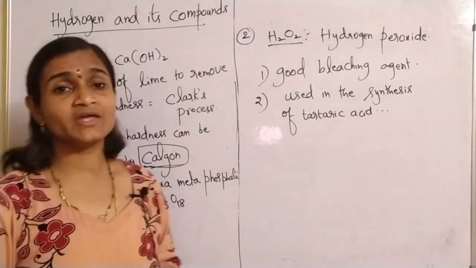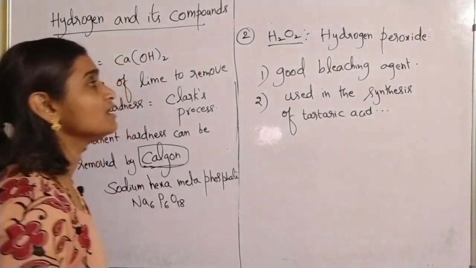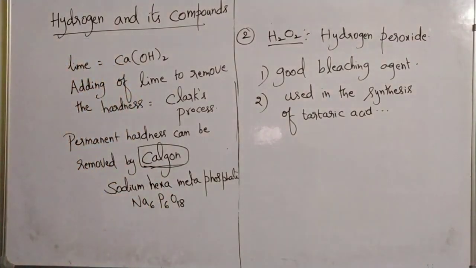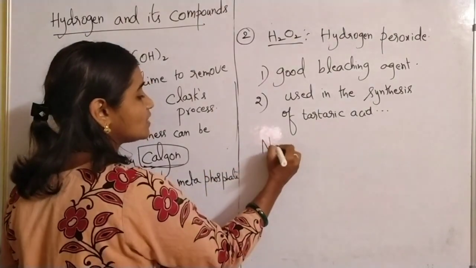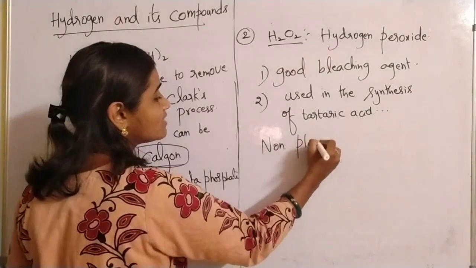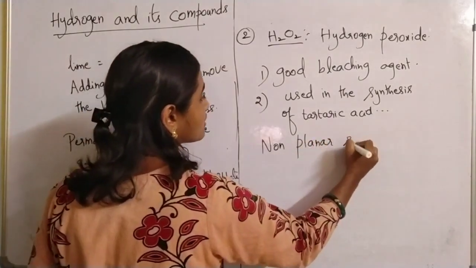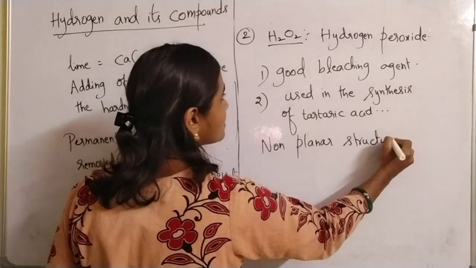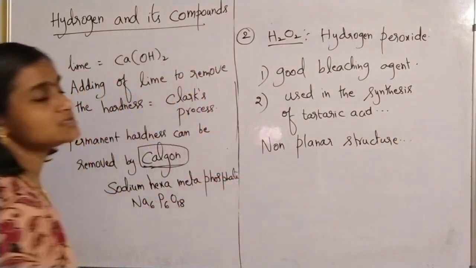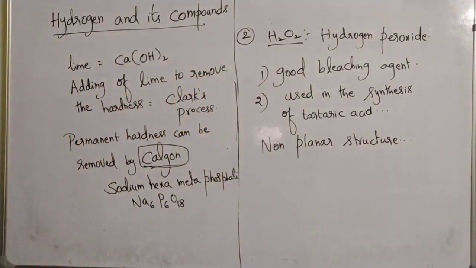And you are all aware that hydrogen peroxide has what type of structure? Non-planar structure. Hydrogen peroxide has a non-planar structure, please remember. So you will be getting certain questions on H2O2 based on its properties and preparations.